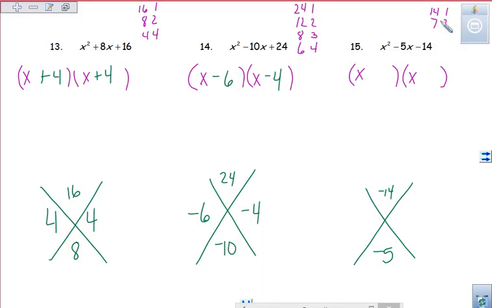Number 15, factors of 14: 14 and 1, 7 and 2. We need a negative 5. So that's a negative 7 and a positive 2. This concludes my video.